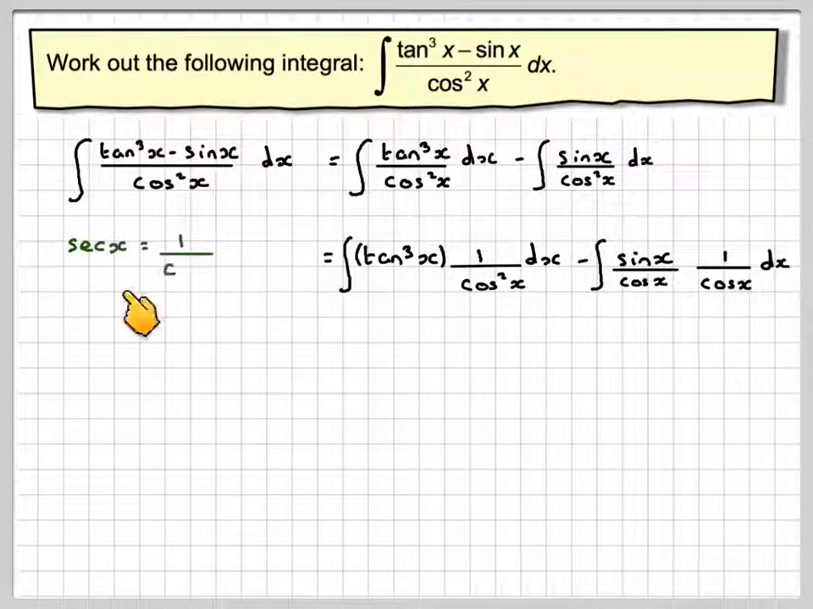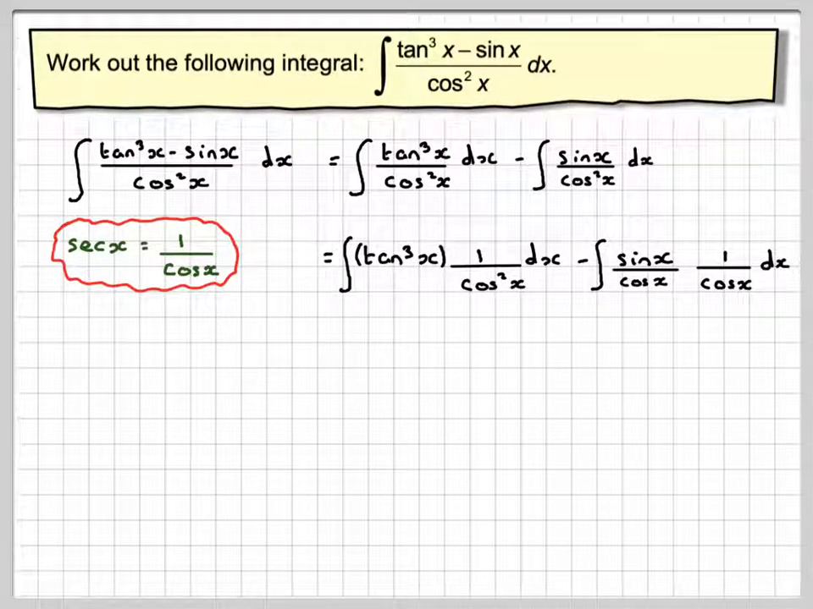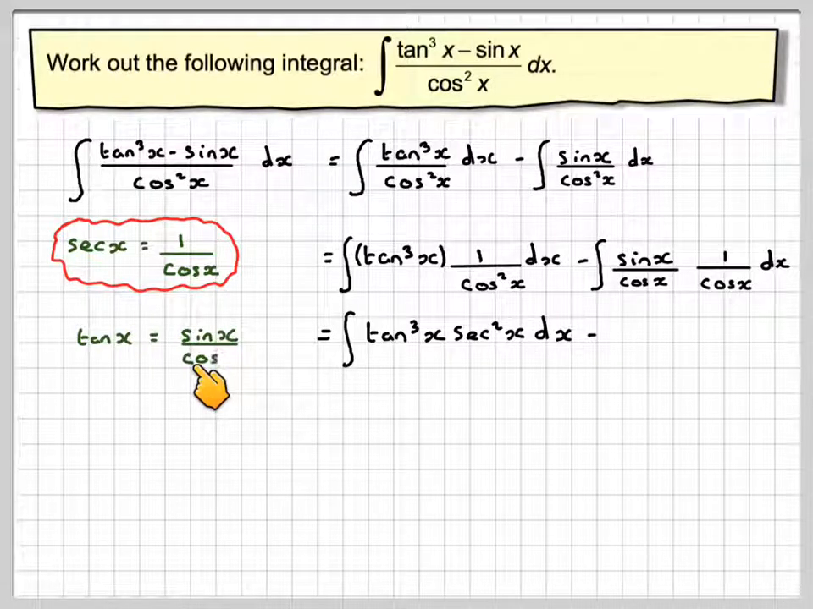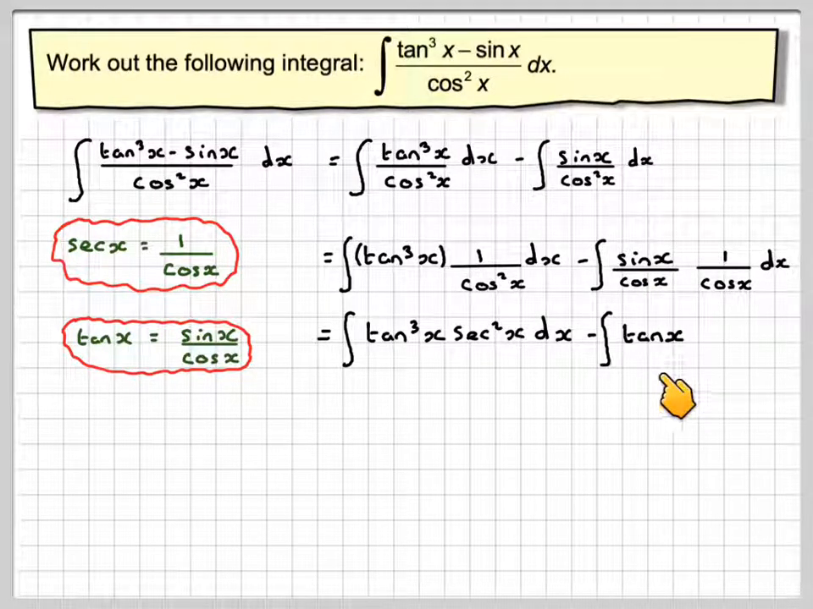Now, we know that sec x is 1 over cos x, so if we now rewrite this one as the integral of tan cubed x, and 1 over cos squared x will be sec squared x dx. And also that tan x is sine x over cos x. We'll replace this with a tan x. So minus the integral of tan x, and then 1 over cos x we'll call sec x. Right, this part here we will do by integration by substitution.